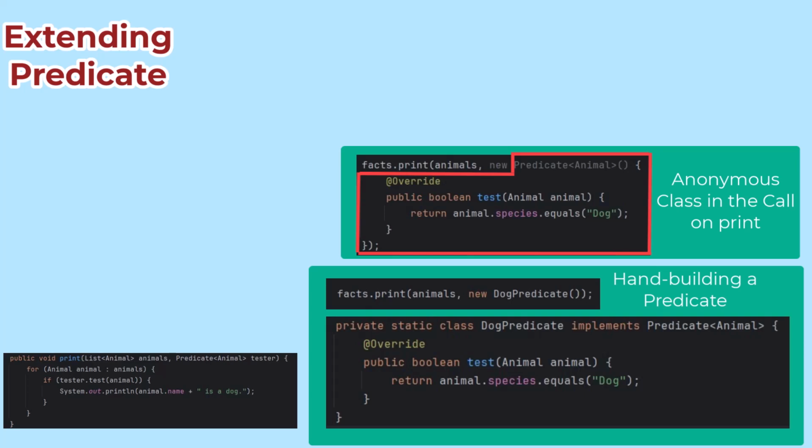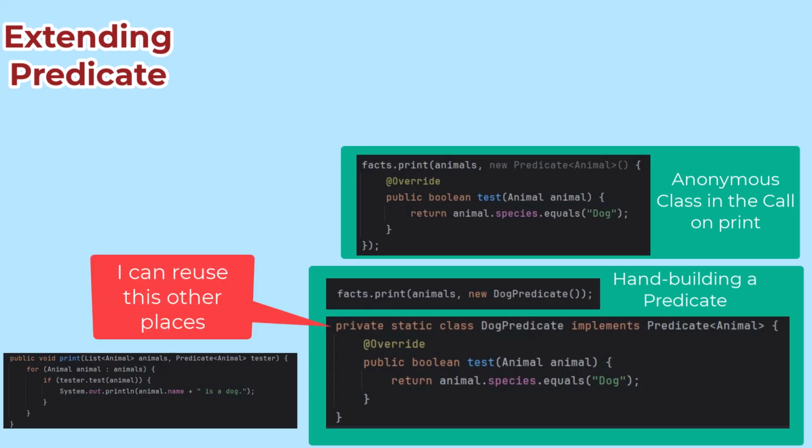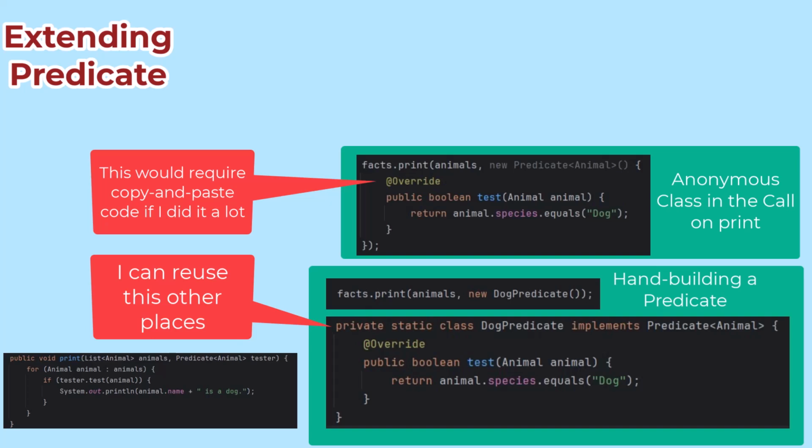Just like when we build dog predicate, this class has to build the test method. So we put our condition in there. The new shows that we're making an object of that class to pass into our print method. Comparing these two solutions, they pass equivalent objects into our print method. The only difference is that I could reuse dog predicate. If I did this in lots of other places, I'd have to copy and paste that anonymous class. That'd be icky. But there are lots of times that we only want to do this in one place. Then the anonymous class is much cleaner. Our code is right where we're using it, and we don't have to wander around to understand what's happening.